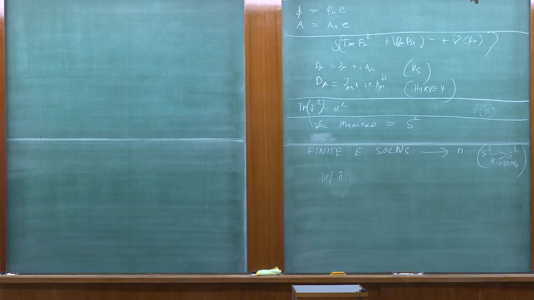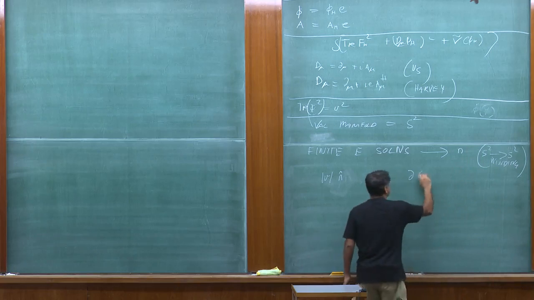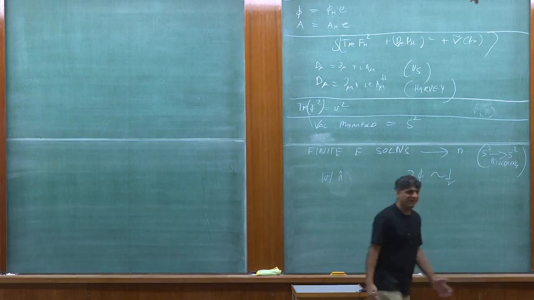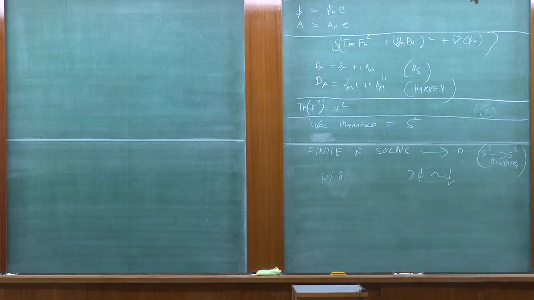Because n hat is some, its angle changes more or less by 2 pi, some order 1 number as you go around in order for it to wind. It's clear that the derivative of phi, okay, it's clear that the derivative of phi on a sphere of radius r is of order 1 by r. Right? Because over a distance of order r, something has to change by something of order 1. This clear?